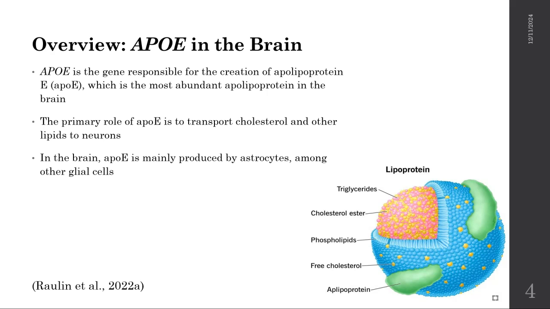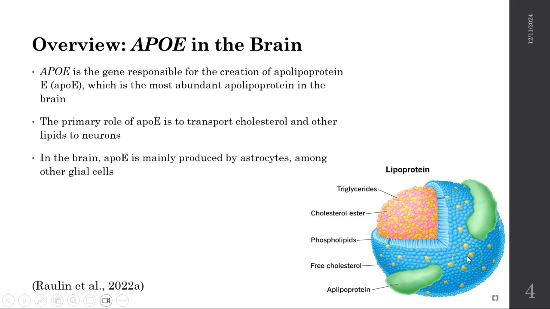APOE is the gene responsible for the creation of apolipoprotein E, which is the most abundant apolipoprotein in the brain. Its primary role is to transport cholesterol and other lipids to neurons, where these lipids play a role in synaptic function and injury repair. In the brain, APOE is mainly produced by astrocytes, but we do see it expressed by other glial cells, such as microglia.